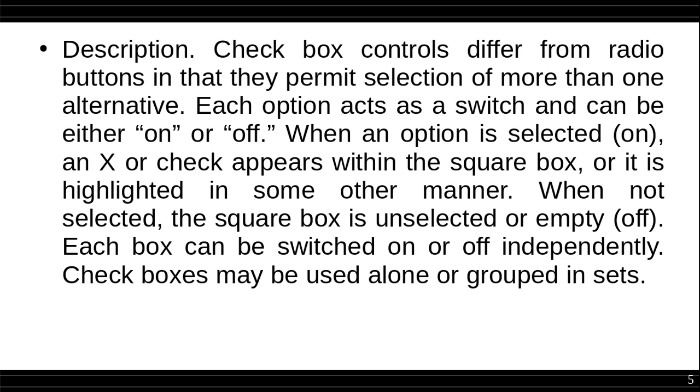Here is a description of a checkbox. Checkbox controls differ from radio buttons in that they permit selection of more than one alternative. Each option acts as a switch and can be either on or off. When an option is selected, it means on, an X or check appears within the square box, or it is highlighted in some other manner. When not selected, the square box is unselected or empty, off.